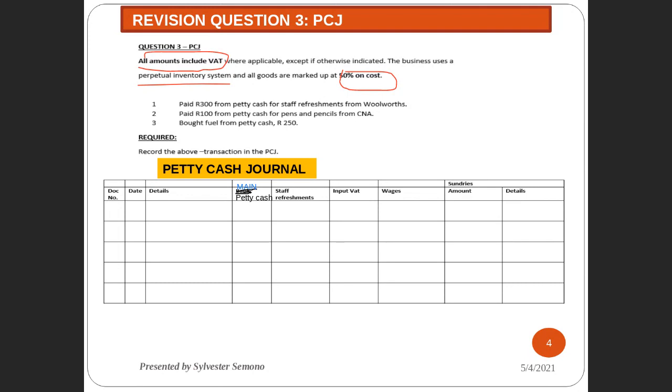Now, what I like about petty cash is that they're not very strict. On the first, we bought from Woolworths. So what do we normally do with the petty cash? What did we buy here? We bought staff refreshment. Under petty cash, we are allowed to call it staff refreshment like that.